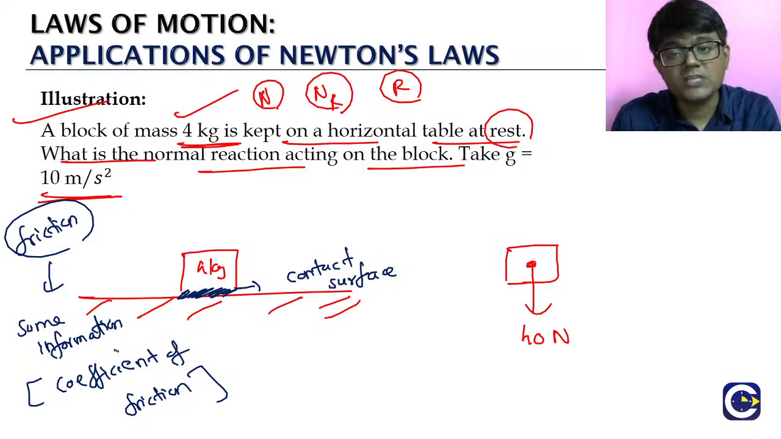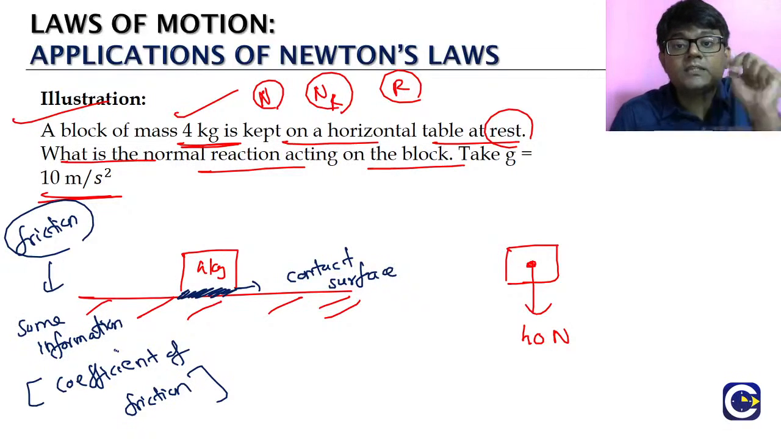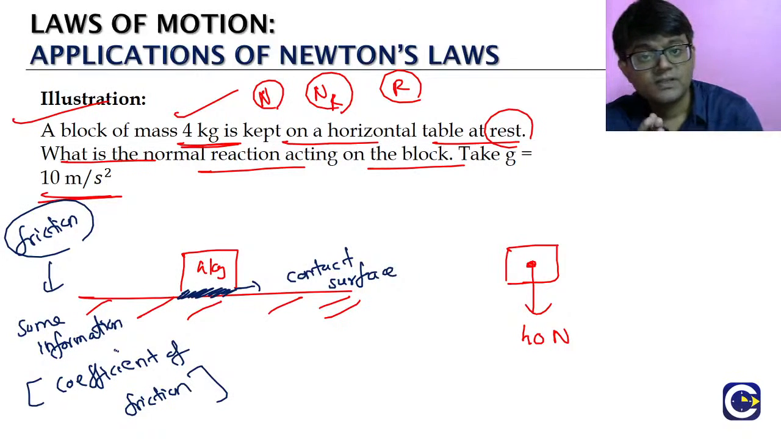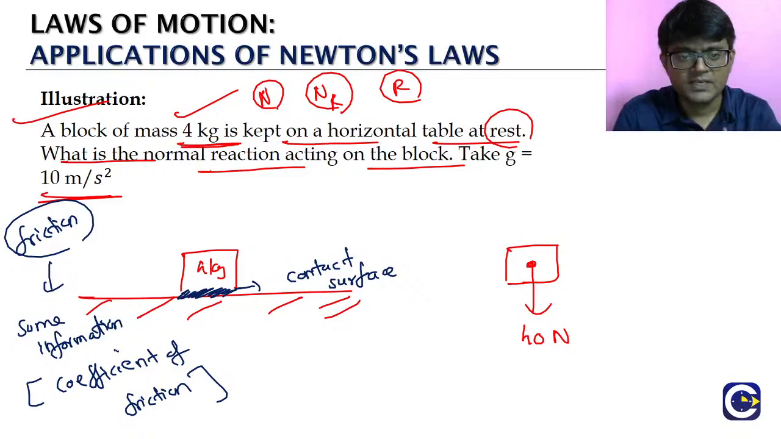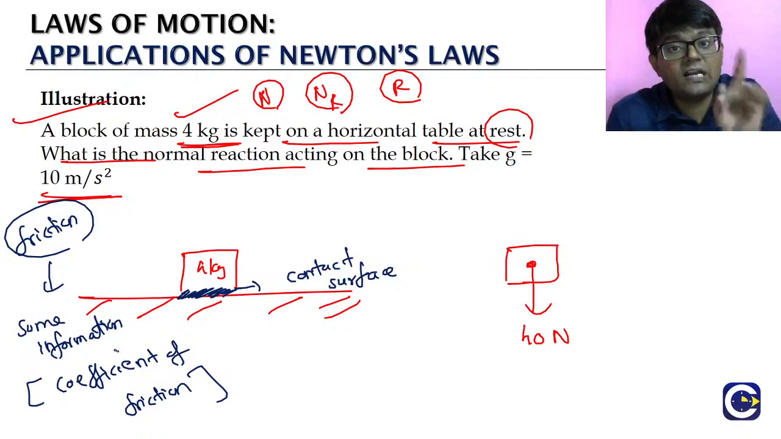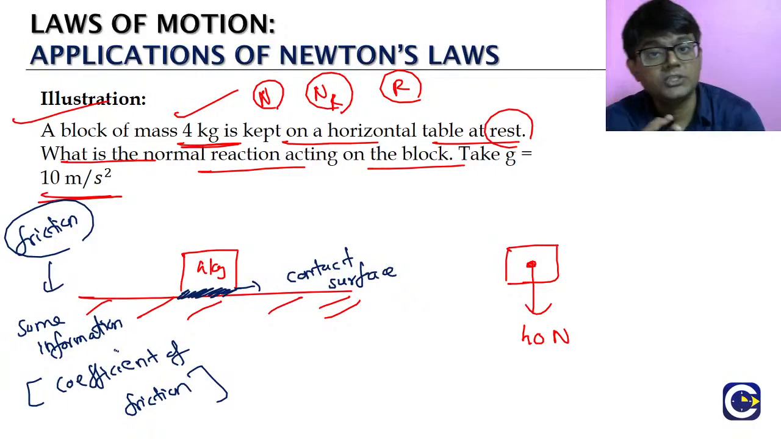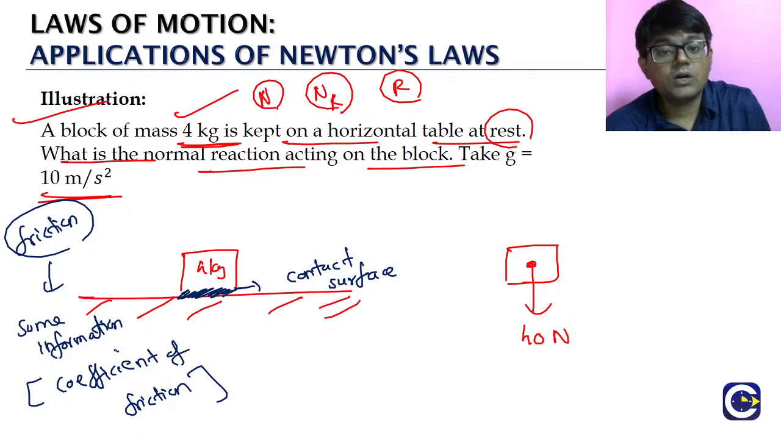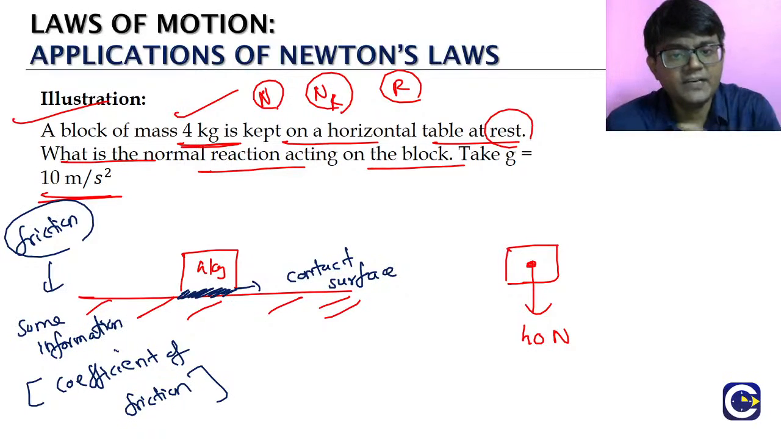If they are not giving it, what does that mean? This is a case of smooth surfaces. Either some problems will particularly mention, assume that surfaces are smooth, or some problems don't mention it, then also we have to take it as smooth. If you have to consider friction, they will either say the surfaces are rough, and on top of it, they should also give us the coefficient of friction. We will learn about it once we study the frictional force.